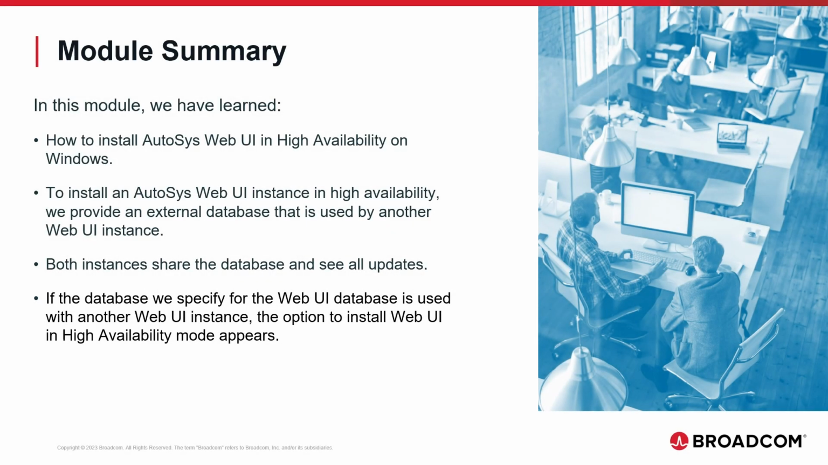In this module, we have learned how to install AutoSys Web UI in high availability on Windows. To install an AutoSys Web UI instance in high availability, we provide an external database that is used by another Web UI instance. Both instances share the database and see all updates. If the database we specify for the Web UI database is used with another Web UI instance, the option to install Web UI in high availability mode appears.